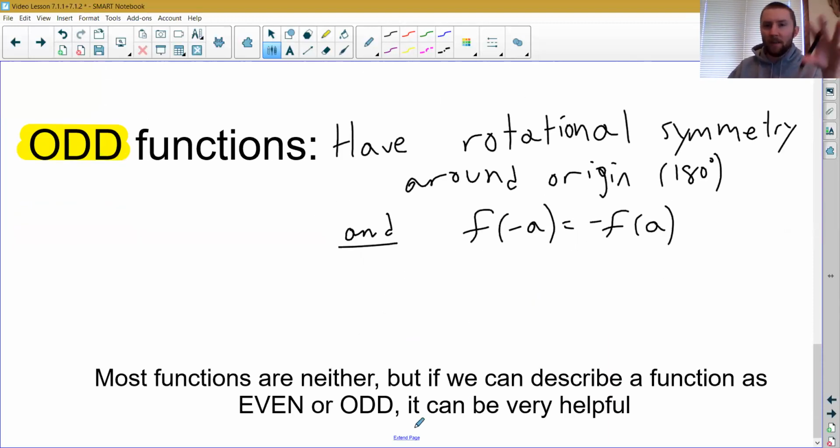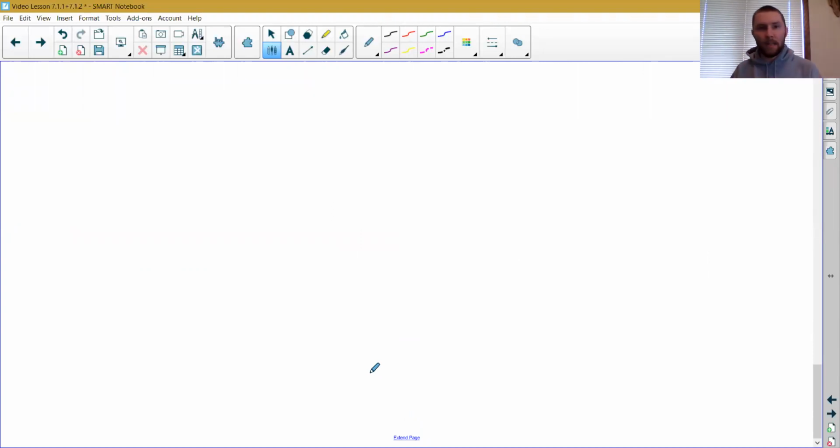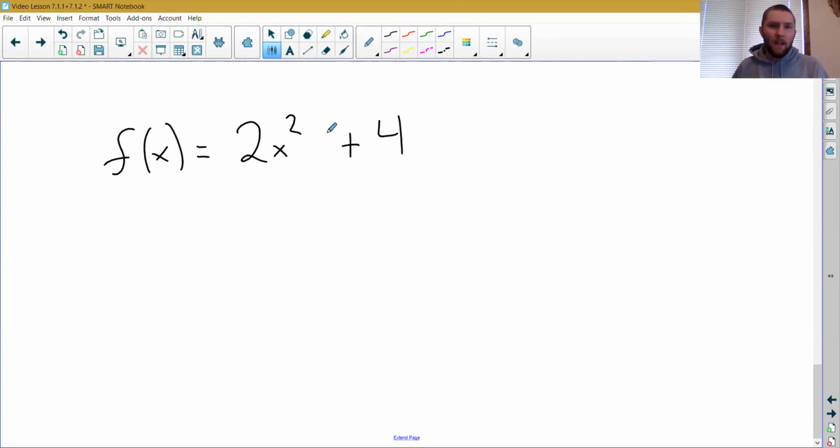So again, as I mentioned before, most functions are neither one of these things, but we can describe a function as even or odd, and when we can do that, it is helpful, okay? So I'm going to show you maybe one example of a function, and we're going to check and see, is the function even or odd? And I'm going to do it algebraically, without looking at the graph, but you could do it that way as well. Let's say we have the function f of x is equal to 2x squared plus 4, okay? If I want to check and see if this is even or odd, all I have to do is plug in input values, a positive and a negative of the same absolute value.